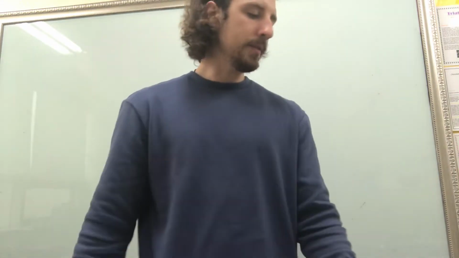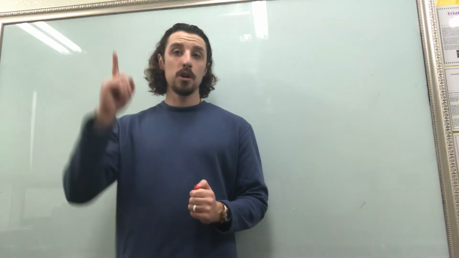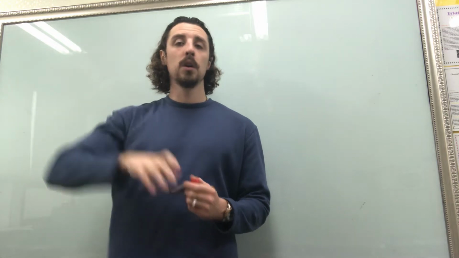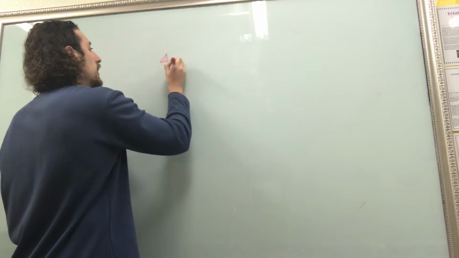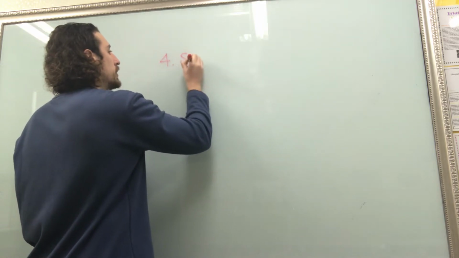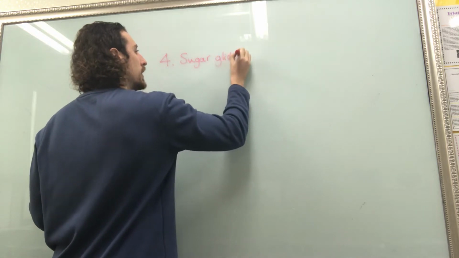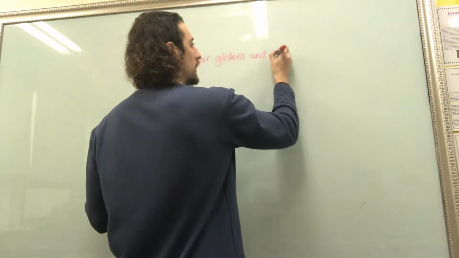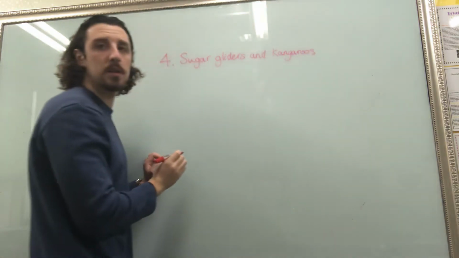Now the other question was, how are they different? Well, sugar gliders are in trees. Kangaroos are on the ground. So for question four, you're going to write sugar gliders and kangaroos. Can you see that?